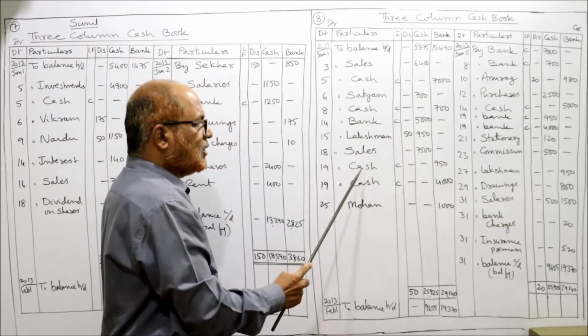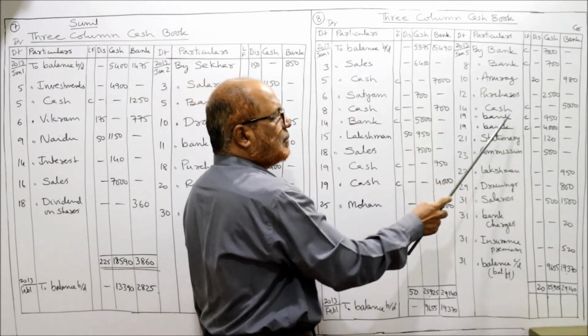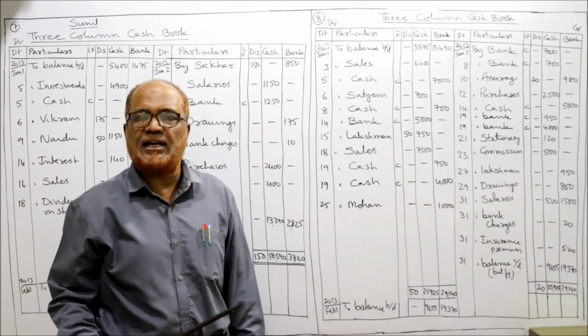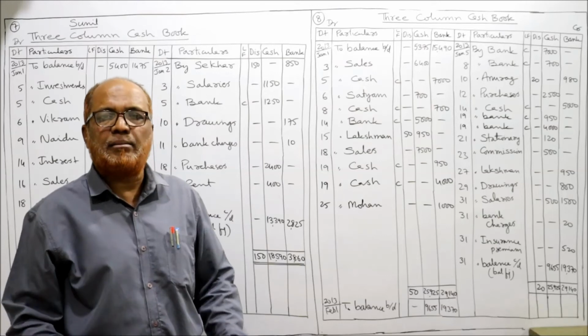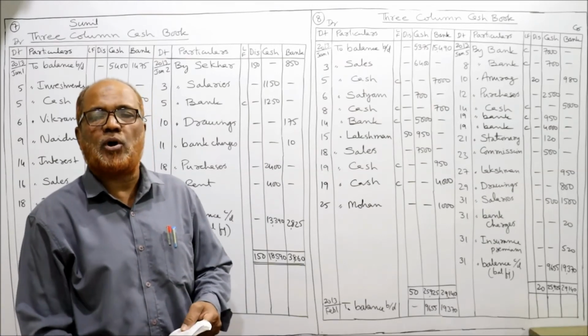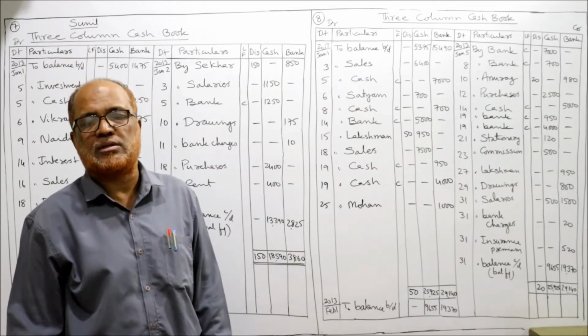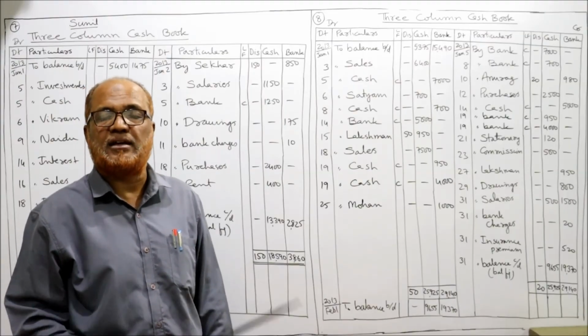The bank is debited to cash. Cash is credited by bank. So on the 19th date we have deposited Lakshman's check into bank. On the same date, 19th, cash deposited into bank 4000. So 2 transactions are there on 19th.